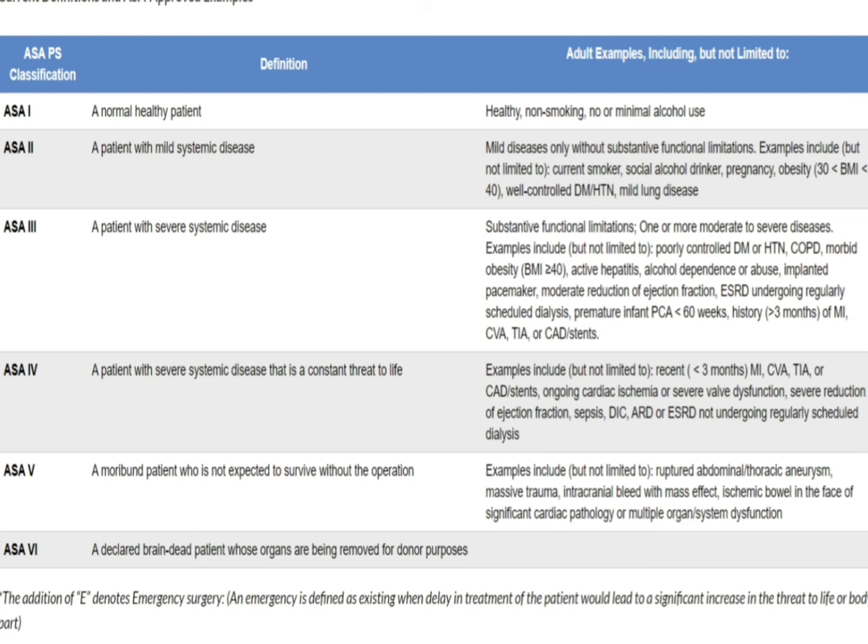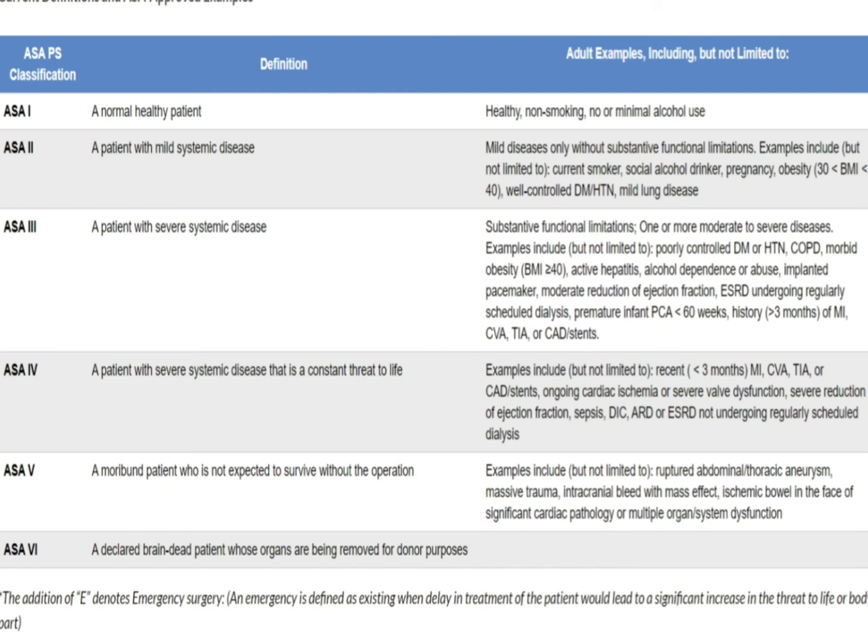ASA 4, a patient with severe systemic disease that is a constant threat to life. Examples include recent, less than 3 months, myocardial infarction, cerebrovascular accident, transient ischemic attack, or coronary artery disease or stents, ongoing cardiac ischemia or severe valve dysfunction, severe reduction of ejection fraction, sepsis, disseminated intravascular coagulation, acute renal disease or end-stage renal disease not undergoing regularly scheduled dialysis.